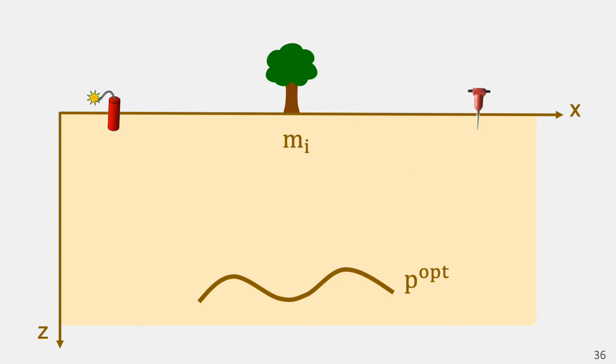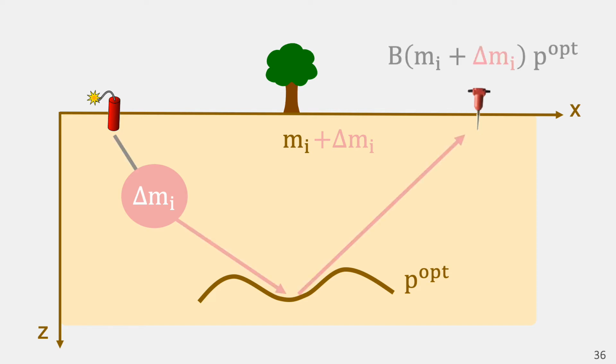Now let's consider an analogous experiment, but here we perturb the Earth by adding a velocity anomaly delta Mi. We repeat the same process and we record the modified Born data at the surface, stemming from the demigration of the same reflectivity Popt, but this time with a perturbed background velocity model.